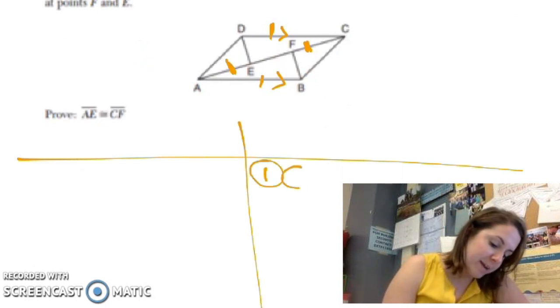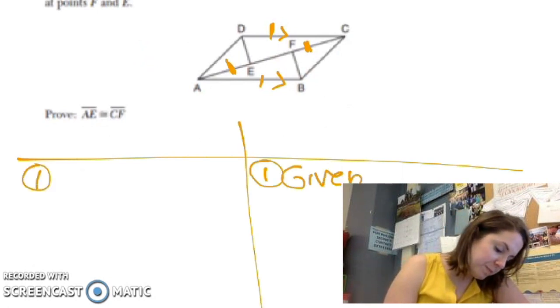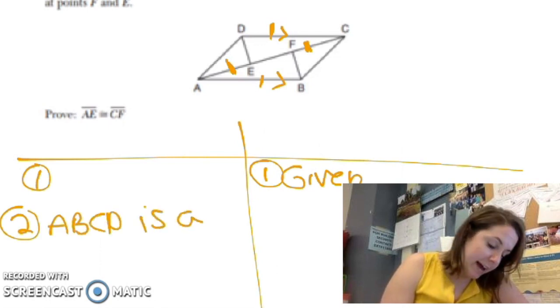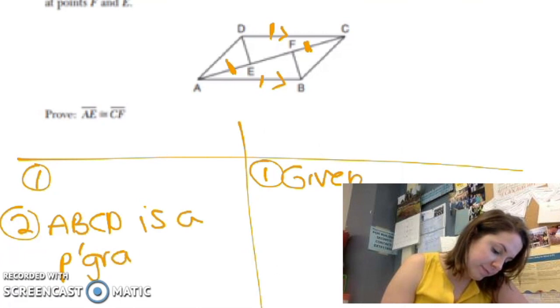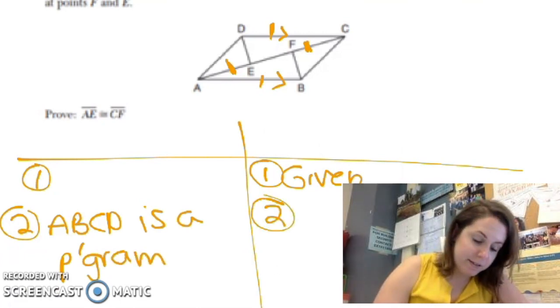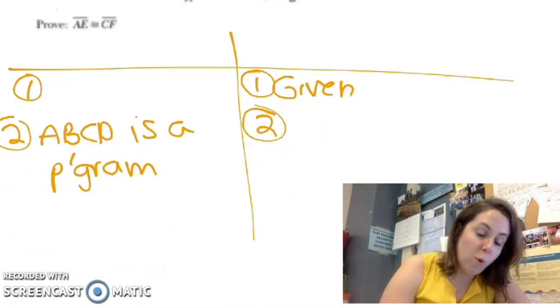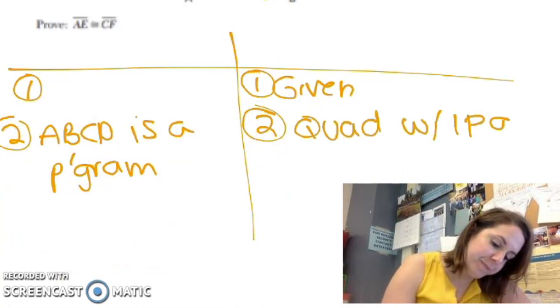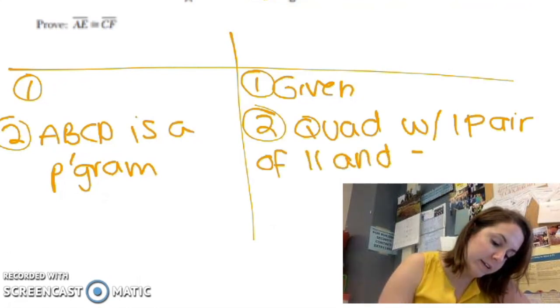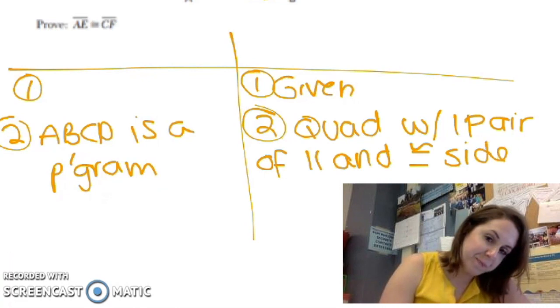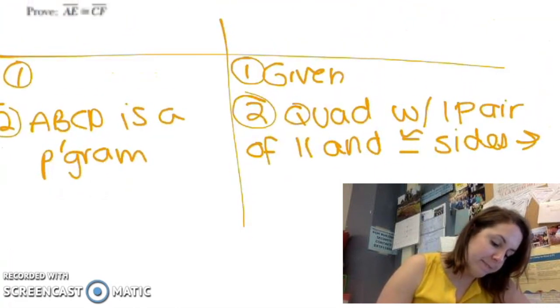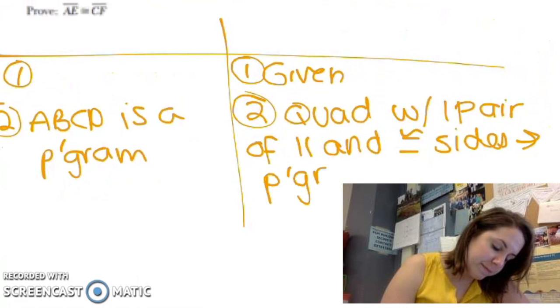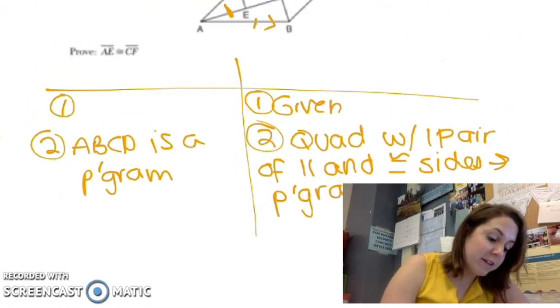My first thing after my given is going to be to say ABCD is a p-gram. And that is because we have a quad with one pair of parallel and congruent sides. It tells me that I have a p-gram. And from here, everything else shakes out.